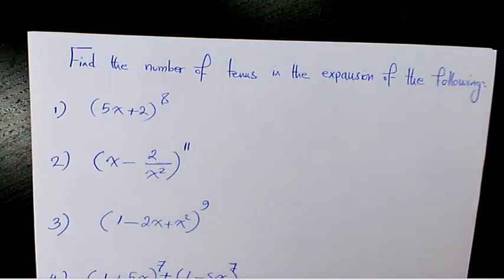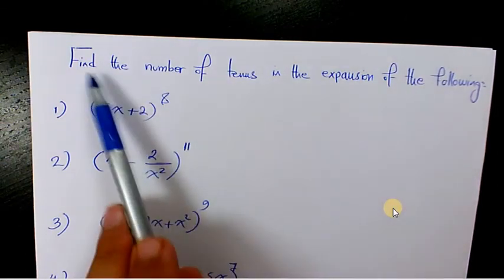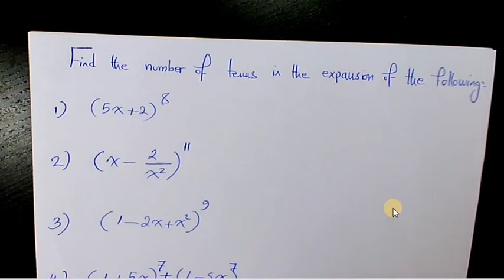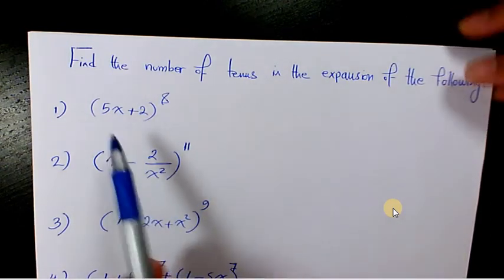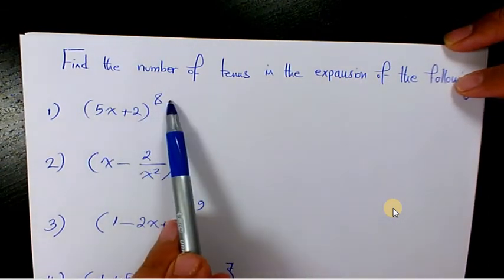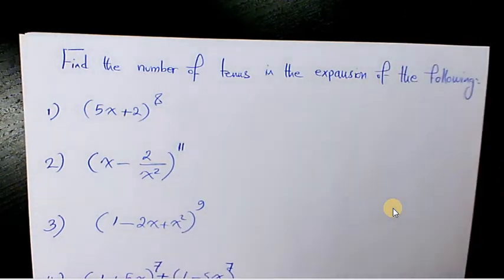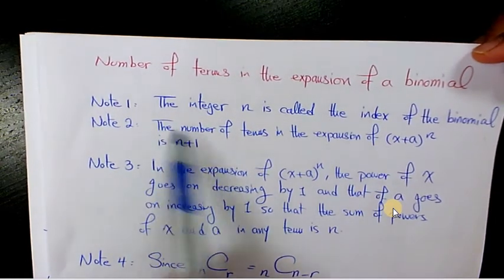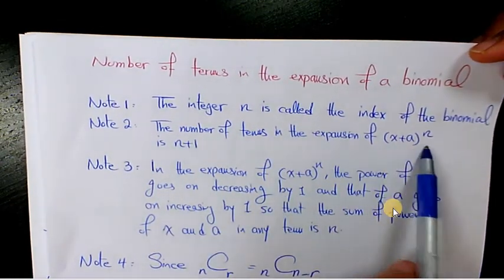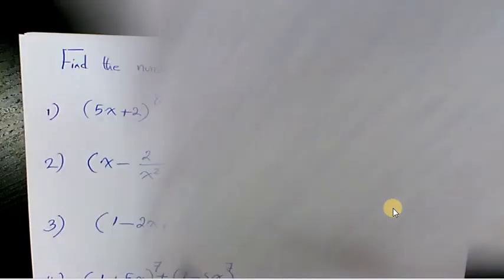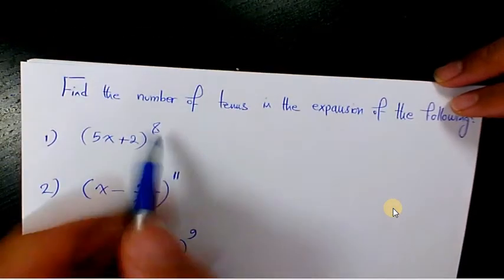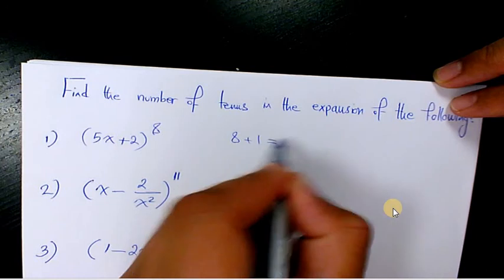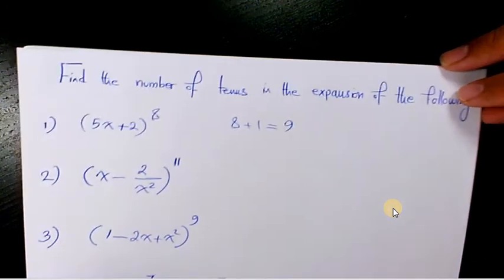Let's have some examples now. So I provided here 6 different examples. So let's go through one by one. The first one, the question is find the number of terms in the expansion of the following. The first one says (5x + 2)^8. How many terms we have? If I go back in here, it says the number of terms in the expansion of (x + a)^n is n plus 1. So in this case, index is 8. So we have 8 plus 1. We have 9 terms in this expansion.